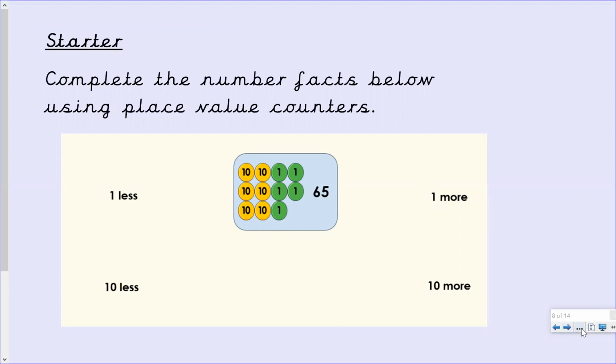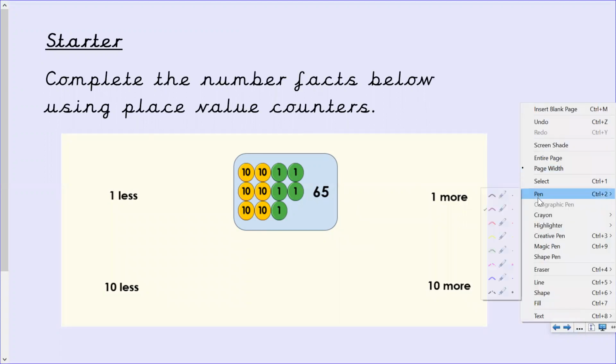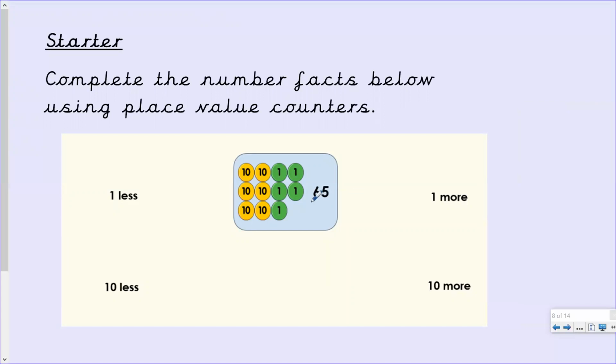So let's have a go at doing one together. Our number is 65. These are our ones and these are our tens. Now, the first one it wants us to find is 1 less. So which column do we need to look at to find 1 less? Do we look at the ones column or the tens column? We look at the ones column. What is 1 less than 65?